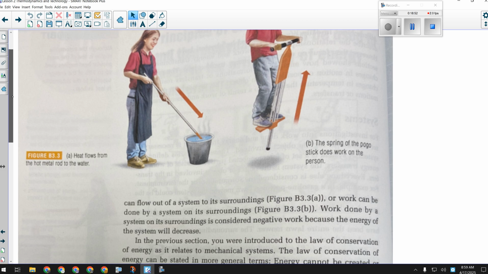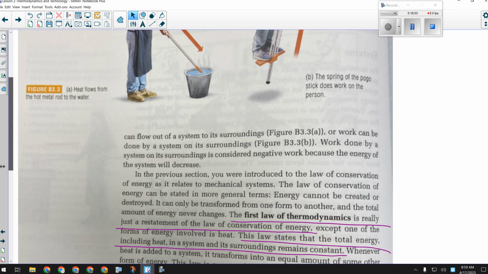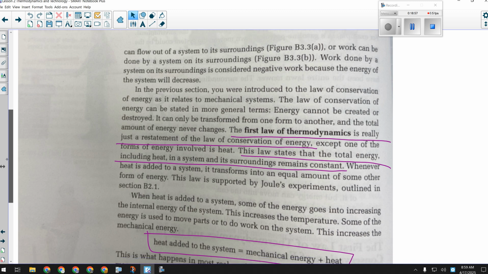That's heat versus work. All right, so the first law of thermodynamics, like we said, is really just a restatement of the law of conservation of energy. It states that the total energy, including heat, in a system and its surroundings remains constant.